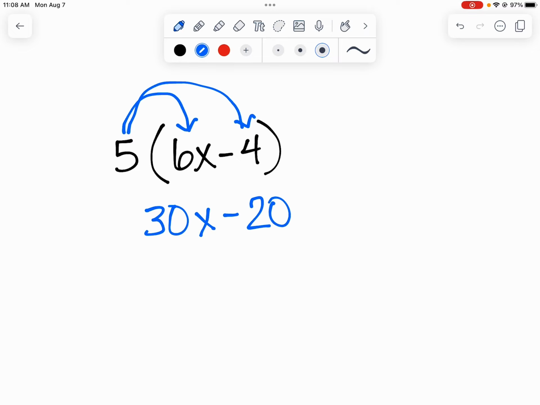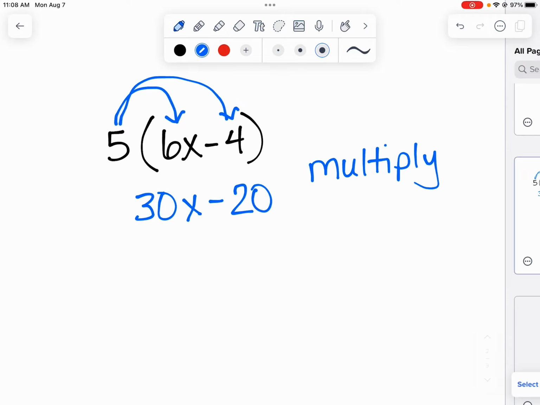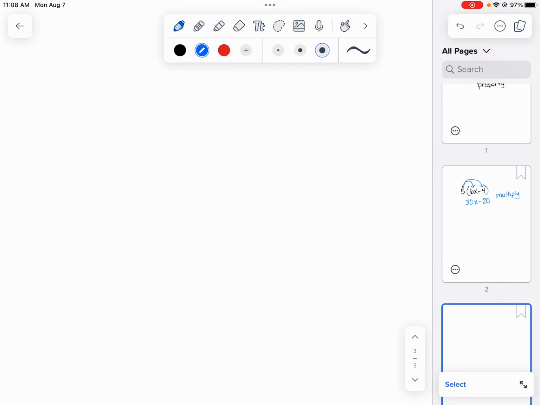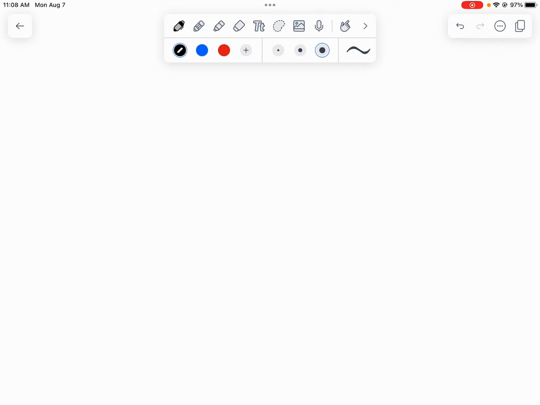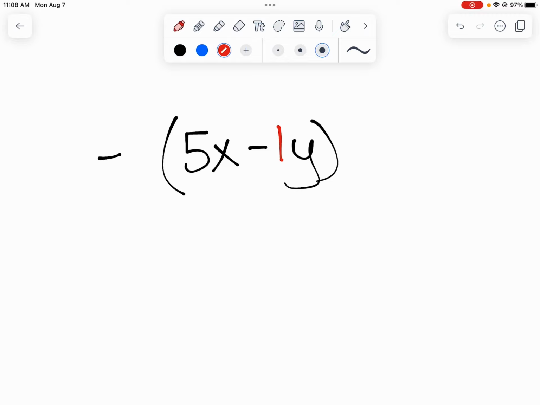So you have to remember we are multiplying. You have to multiply into it. Okay? Now, if there is no number in front, so let's say I had a negative parentheses 5x minus y. So the first thing we're going to do is you're going to put a 1 here, and you're going to put a 1 there. You always want to put 1s in front. And we're going to do the same thing, make our rainbows, and we're multiplying.